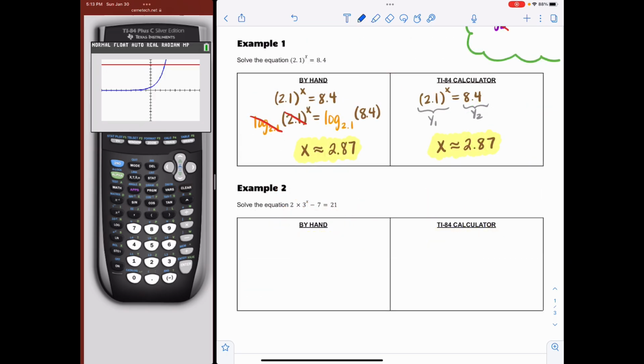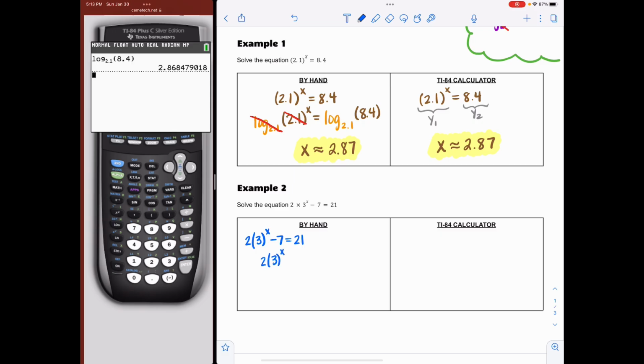All right, let's look at example 2. It says solve the equation 2 times 3 to the power of x minus 7 is equal to 21. The first thing that I would do is add 7 to both sides, and that would give me 2 times 3 to the power of x is equal to 28. And then I would divide both sides by 2, which will end up giving me 3 to the power of x is equal to 14.